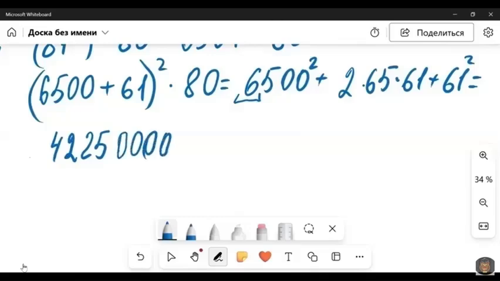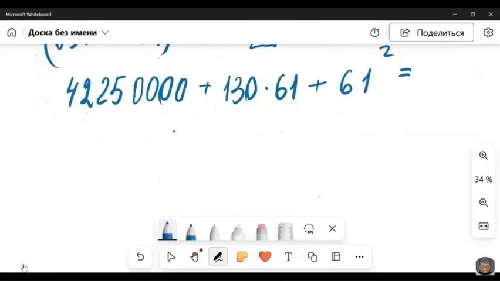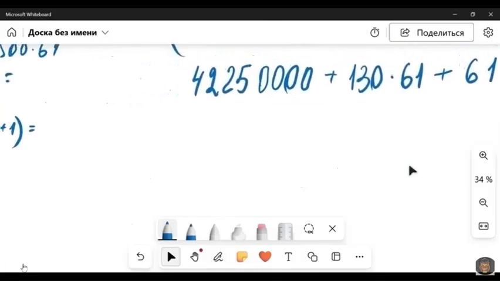So, here we have 2 times 65, this is 130, and we multiply by 61. And plus 61 to the power of 2 will have to be raised. Although many people who calculate a lot know this number by heart. And we, of course, will calculate it. Let's multiply 130 by 61. It's not difficult. We take 130 by 60 plus 1. It will be easier this way.